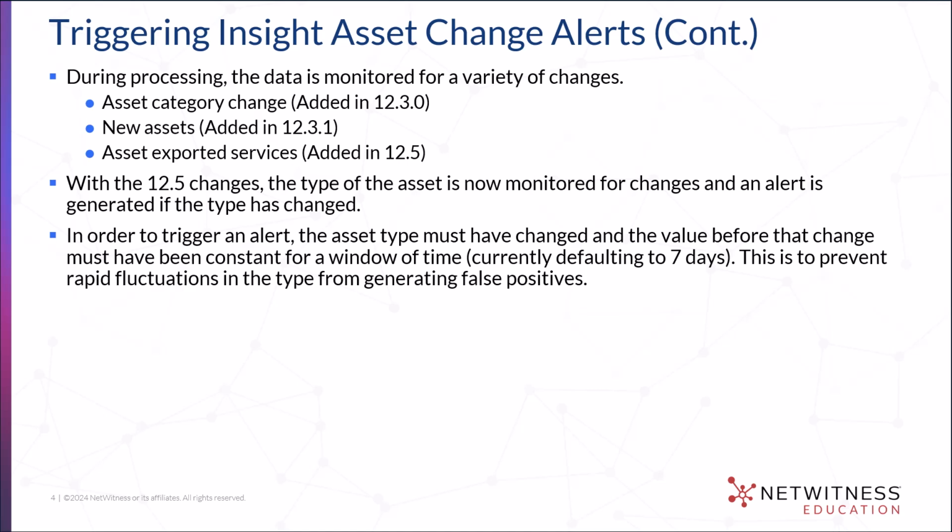In order to trigger an alert, the asset type must have changed, and the value before that change must have been a constant for a window of time, which is currently 7 days. This is to prevent rapid fluctuations in the type from generating false positives.